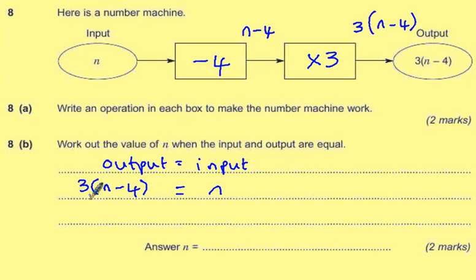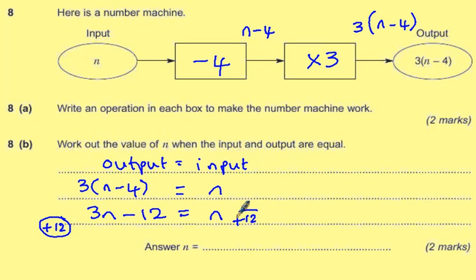If we expand our brackets now, 3 times n is 3n, 3 times minus 4 is minus 12, and that's equal to n. So we now need to collect our numbers on the right hand side, letters on the left. We need to get rid of minus 12 on the left hand side. We can take minus 12 to 0 by adding 12 to both sides.